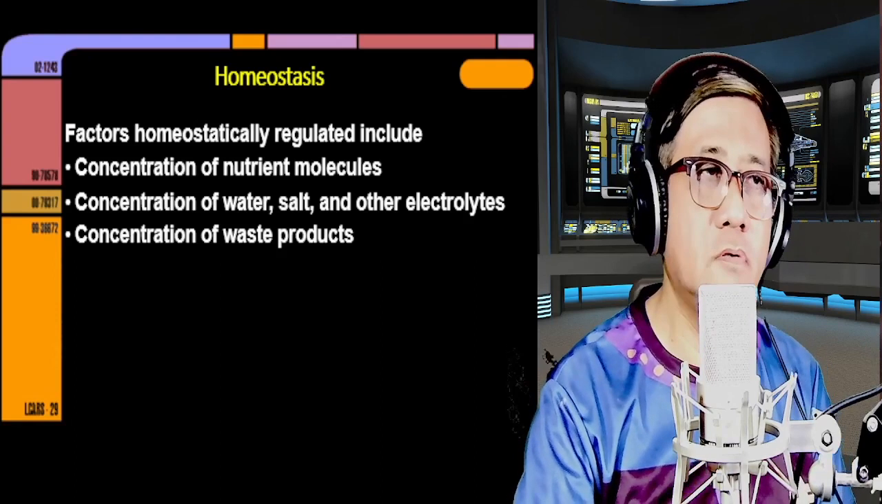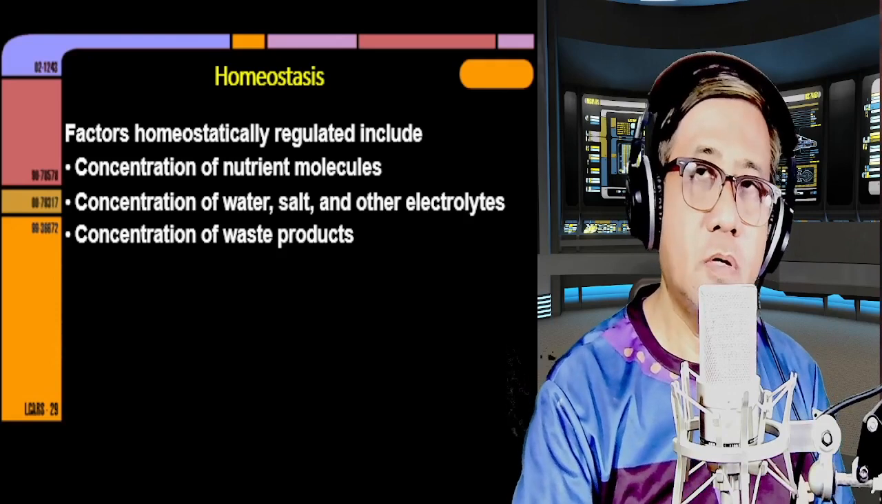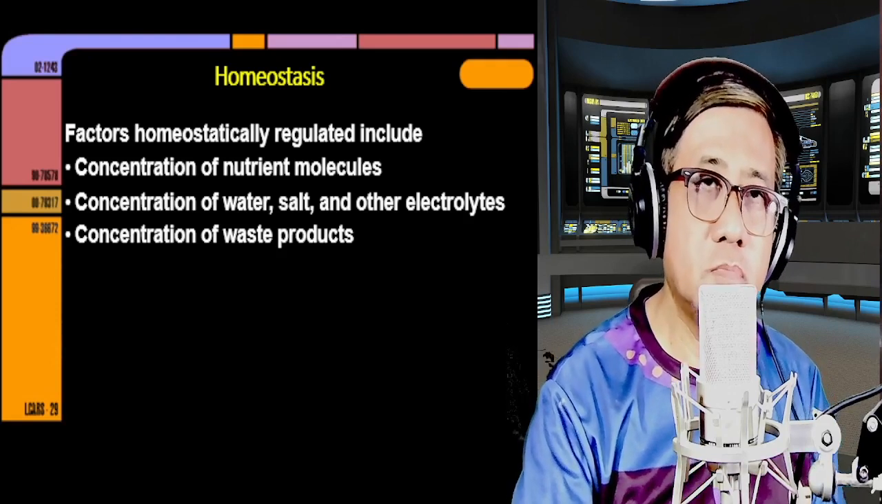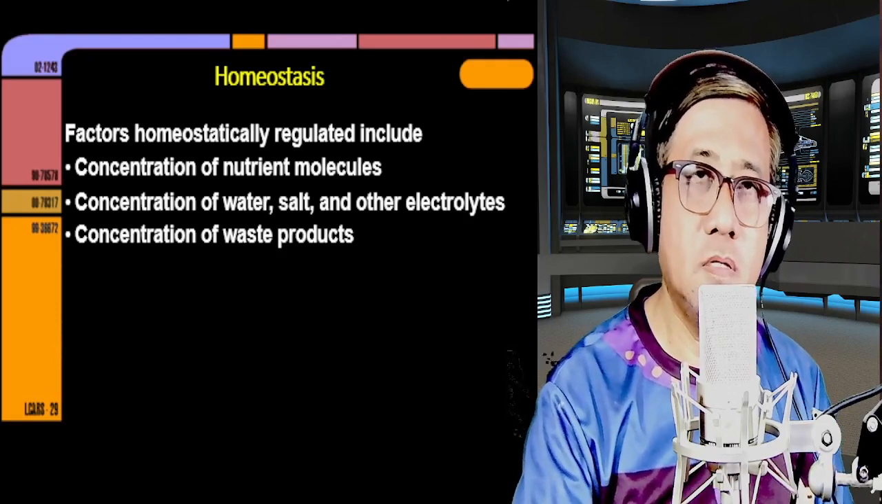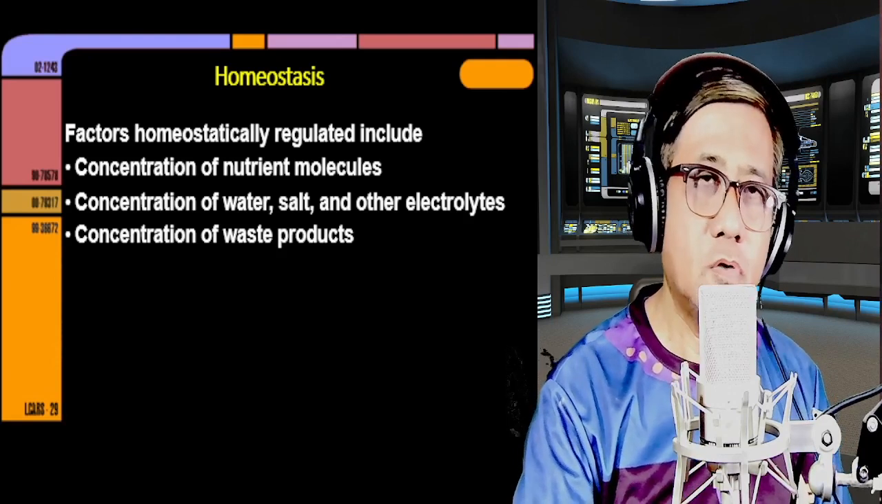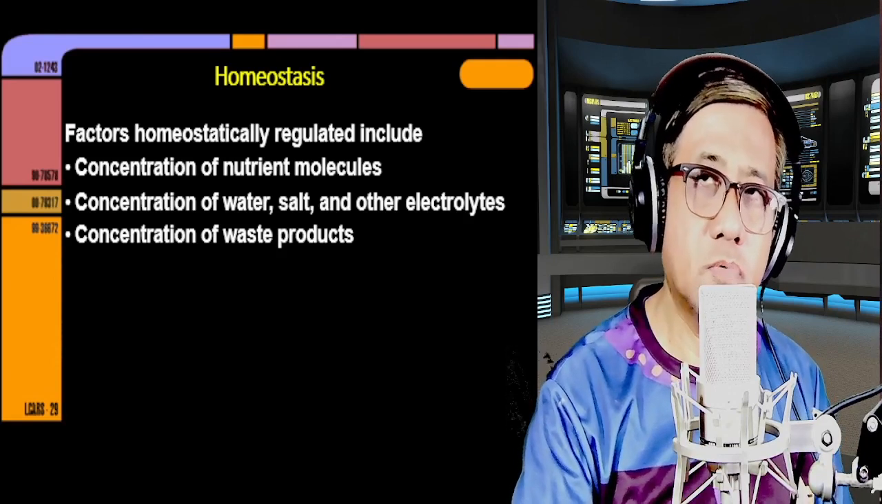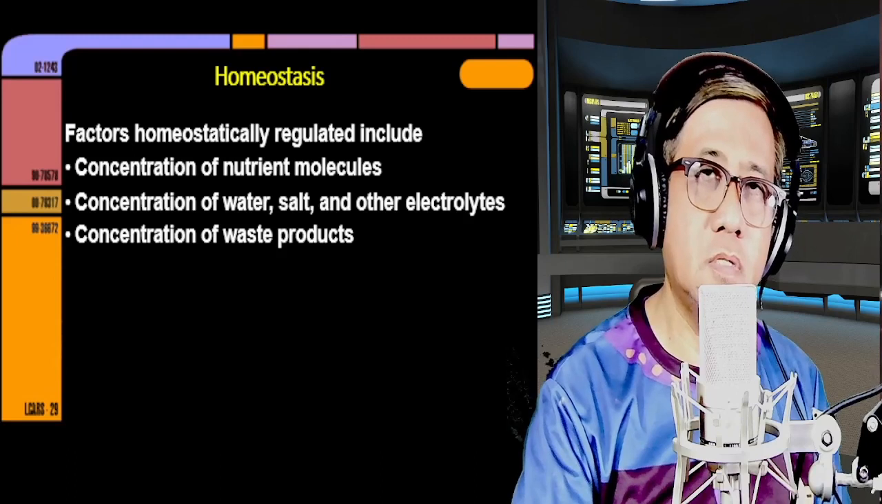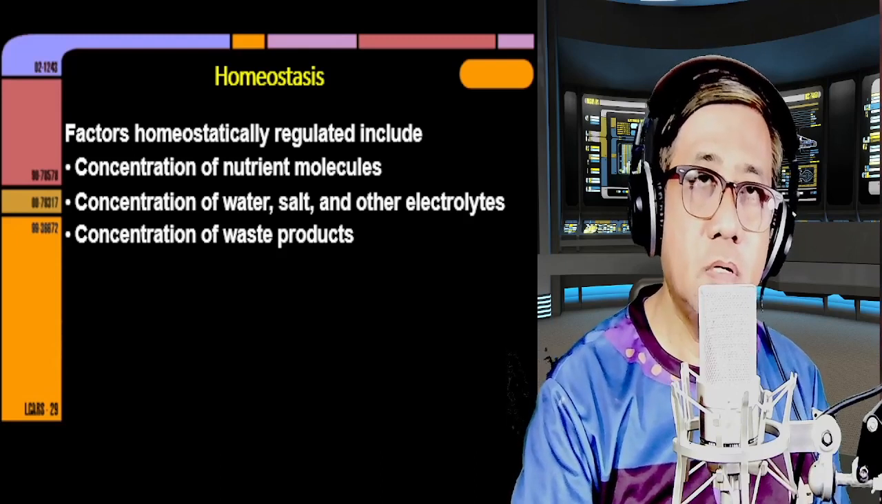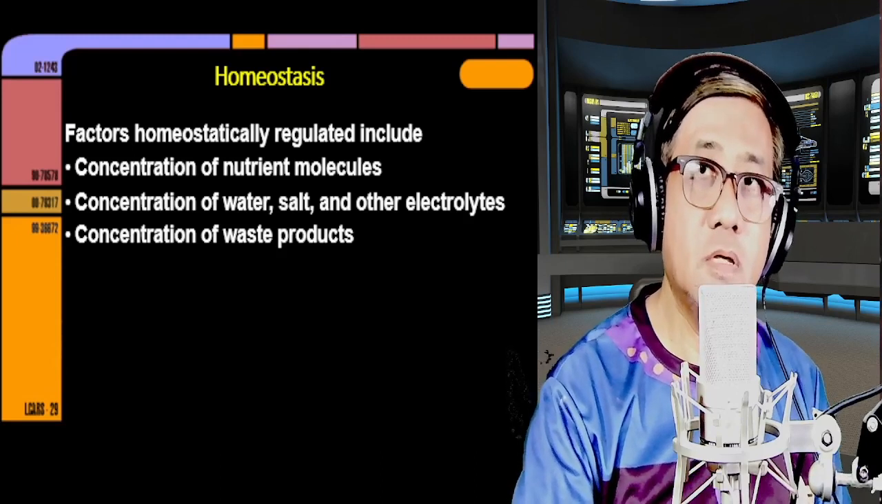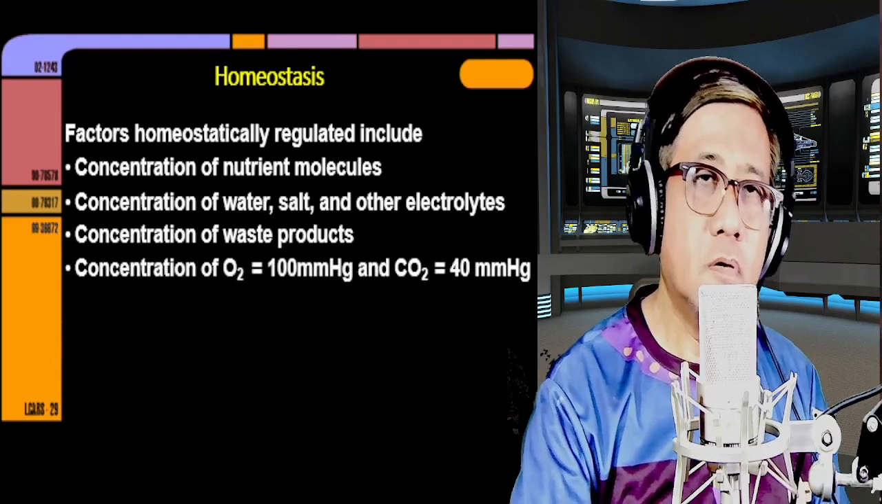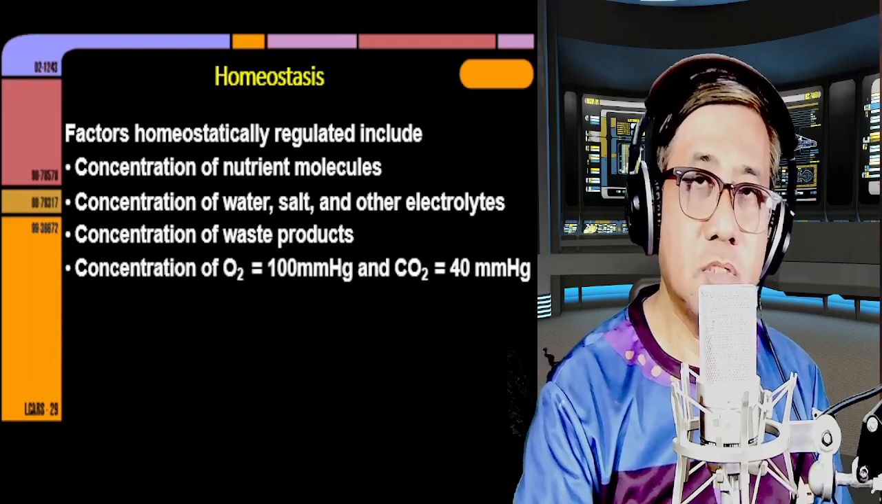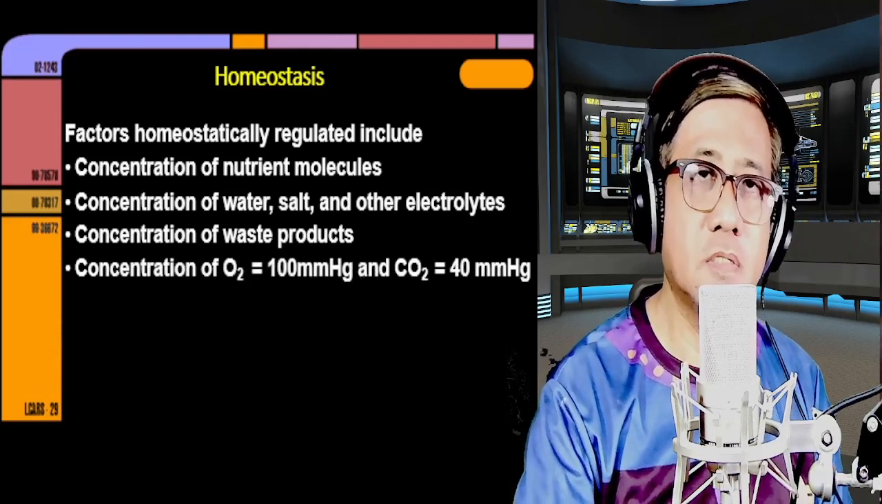Or for example again, yung urea. So if the amount of urea increases, that must be eliminated, no, via the kidney. So very important that the concentration of these waste products like carbon dioxide and urea must be homeostatically regulated. Okay? Also, we have the concentration of oxygen. Naku, very important yan, class.